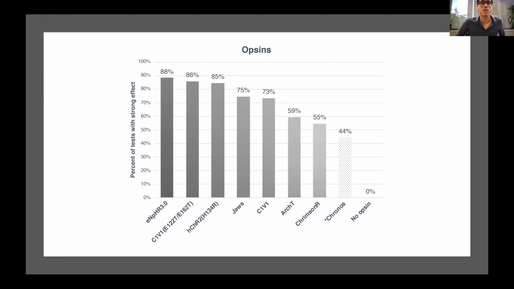Opsins, in terms of success, we can see NpHR3 as an inhibitory opsin that's very successful, and C1V1 redshifted excitatory that also yields good results.